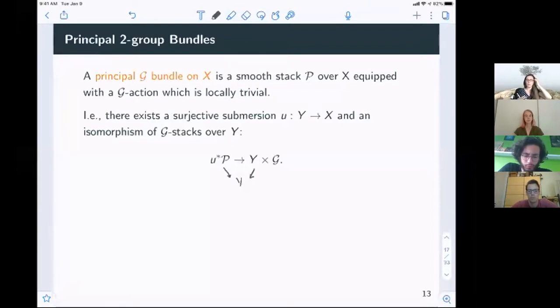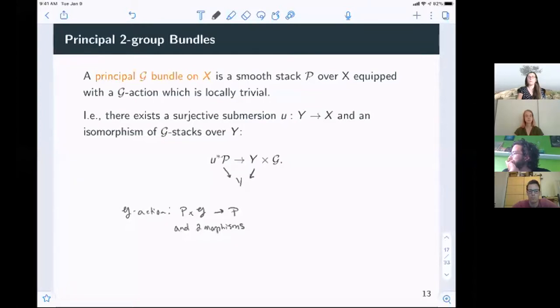Since we have this extra categorical structure, when we talk about these isomorphisms of G stacks, it's not quite the same thing as an isomorphism of G actions. We have things that are now only defined up to equivalence. And we also need to have a clear idea of what we mean by a G action here. And essentially, it's going to be these maps of stacks, P from G to P, and two morphisms that give us the unit and the action.